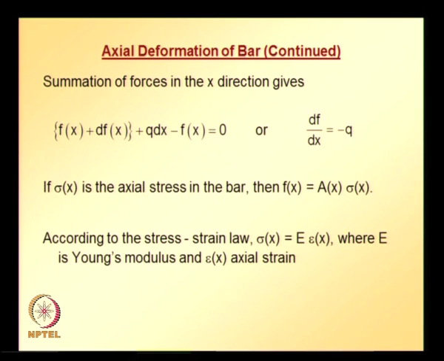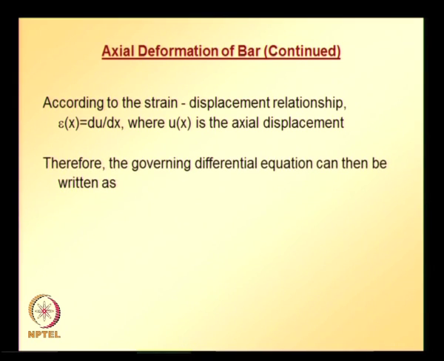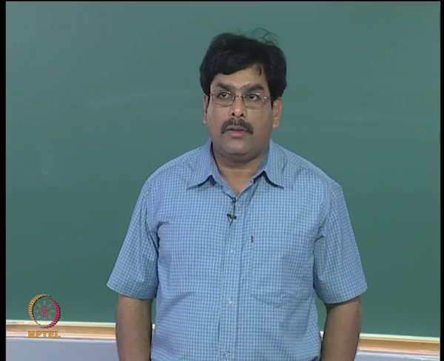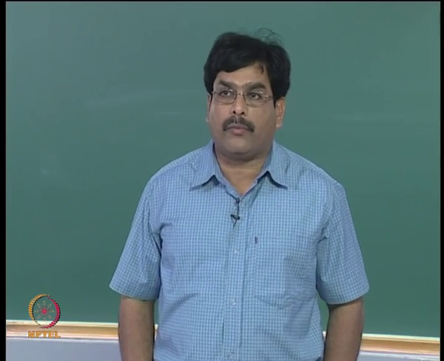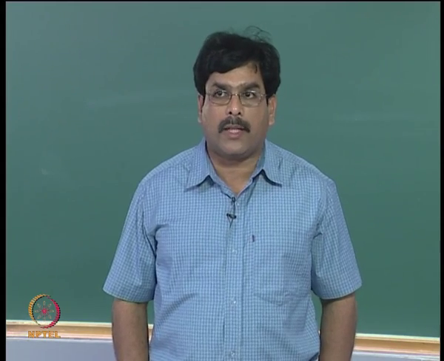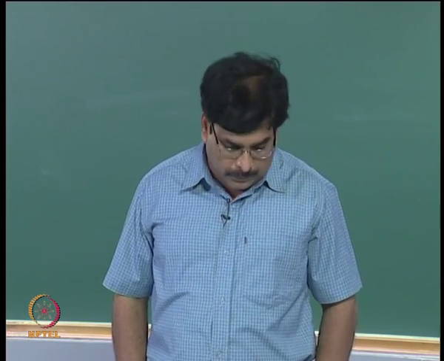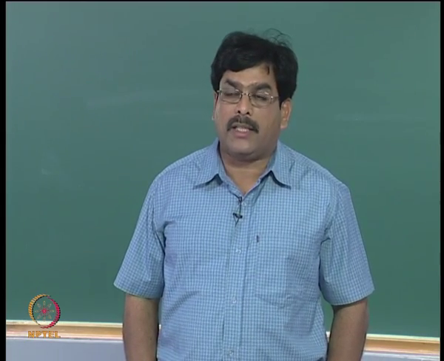Strain here is denoted with epsilon, stress with sigma, Young's modulus with E, and also we know that according to the strain displacement relationship, strain epsilon is the derivative of displacement u with respect to x, where u is axial displacement. And so, substituting all this, f is equal to stress times area of cross section.